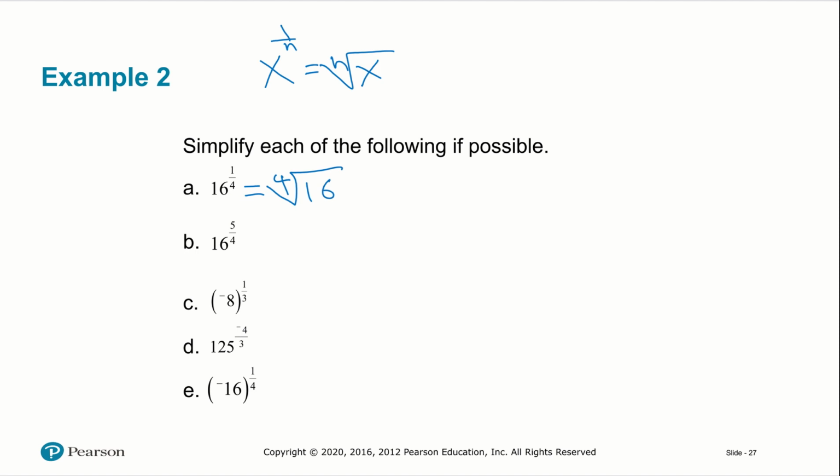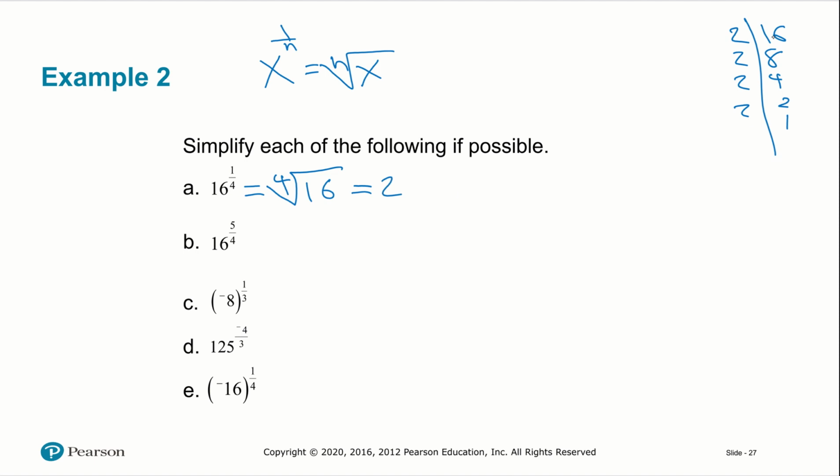Now, what number is it that you have to raise to the power of 4 to get 16? Well, if you take a quick look at the prime factorization of 16, 2 gives 8, 2 gives 4, 2 gives 2, 2 gives 1. You can see it's 2 that you have to raise to the power of 4 to get 16. Therefore, the answer is 2.